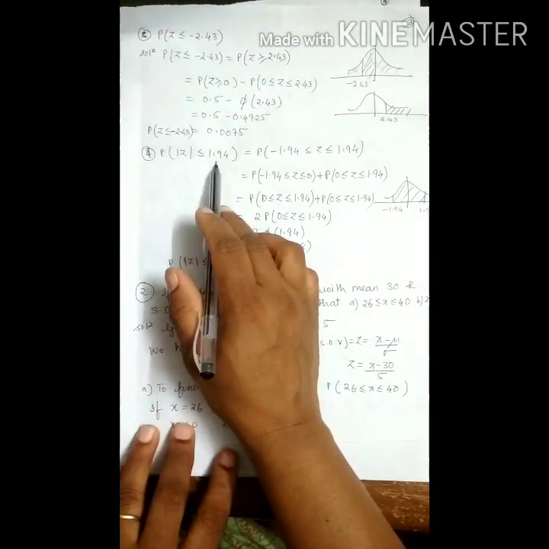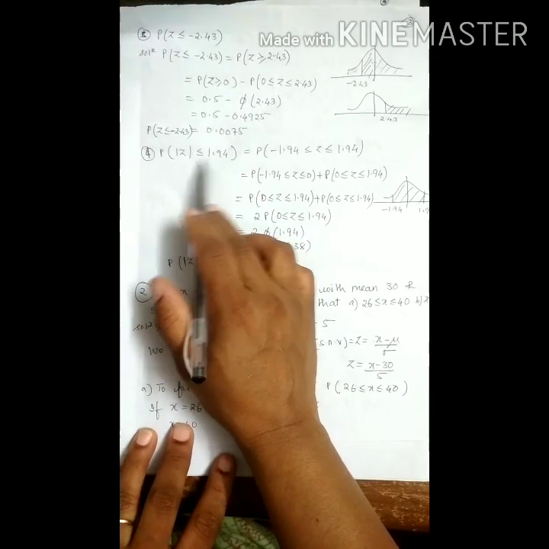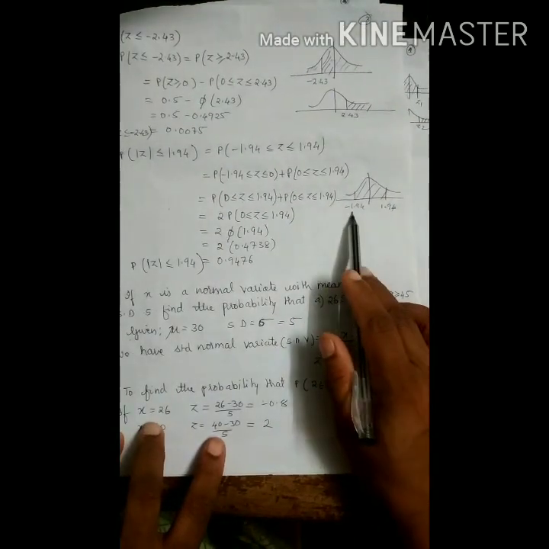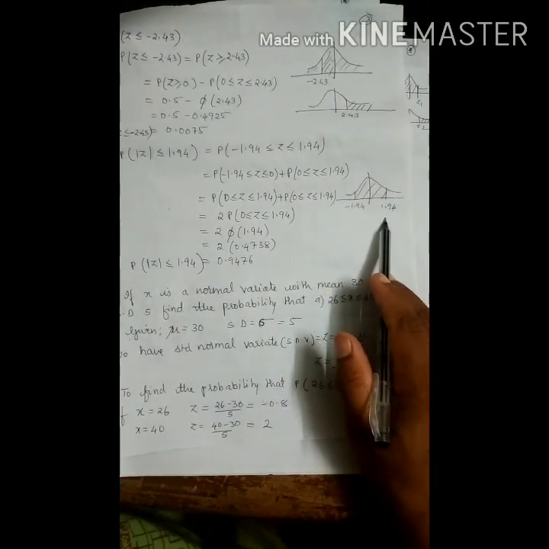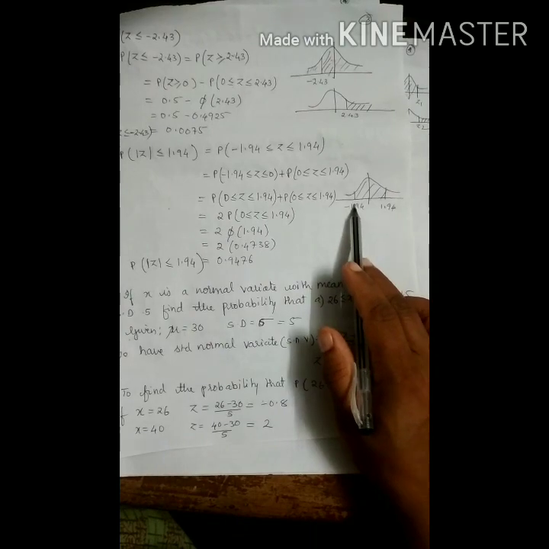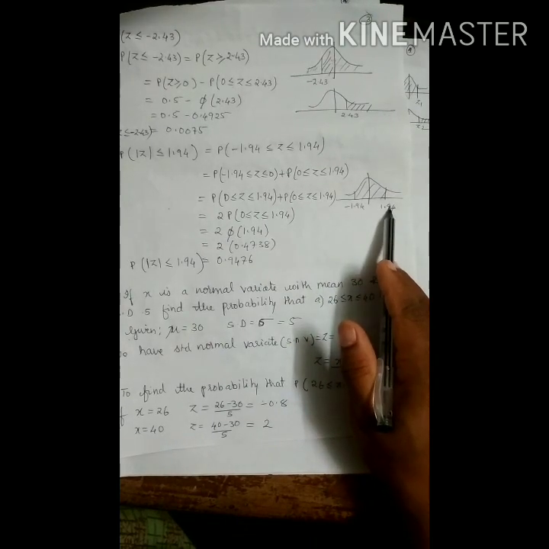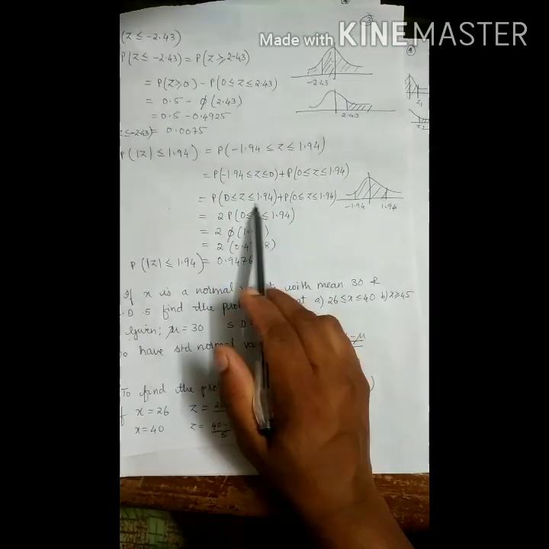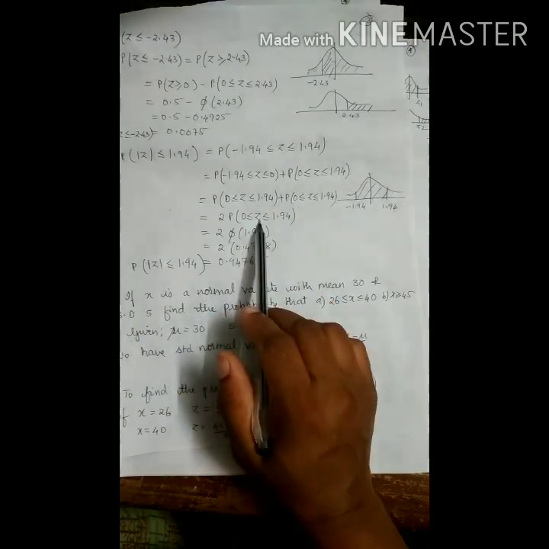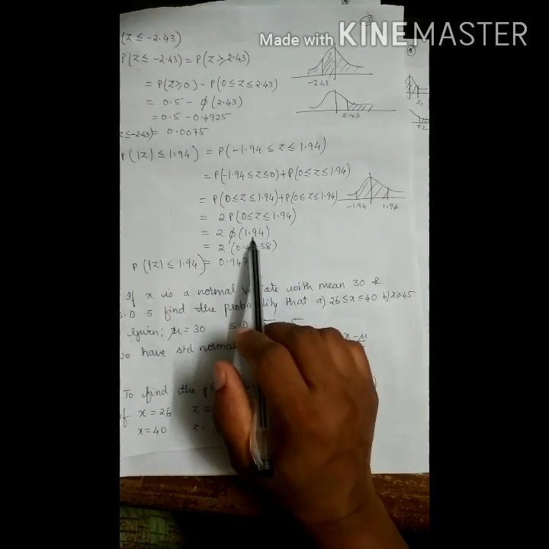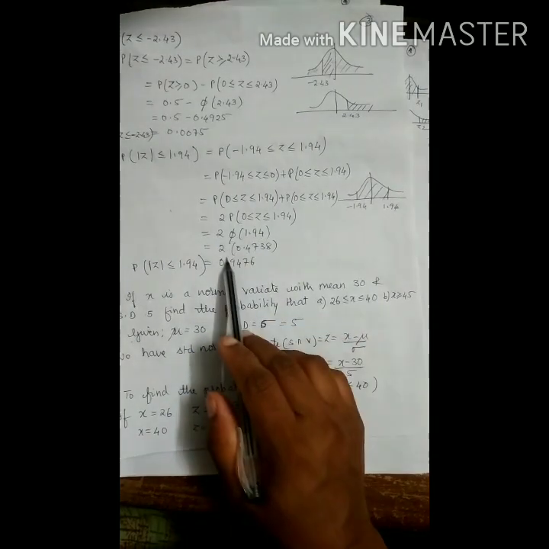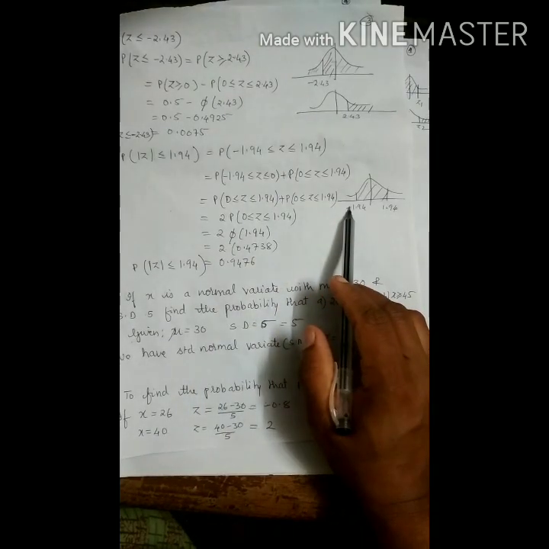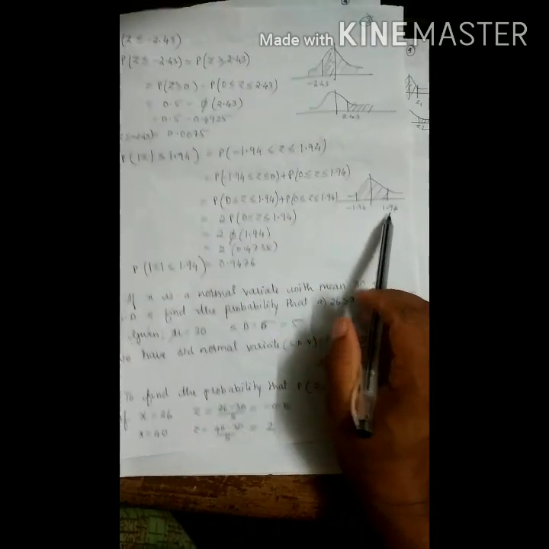Mod of z less than or equals to 1.94. Mod means it will take negative and positive values, so the figure will be minus 1.94 to plus 1.94, this to this. Now the negative value is there, so change it to positive. Both the probabilities are the same here, so it will become 2 times phi of 1.94. Multiply the answer by 2, and that will be the area from minus 1.94 to plus 1.94.